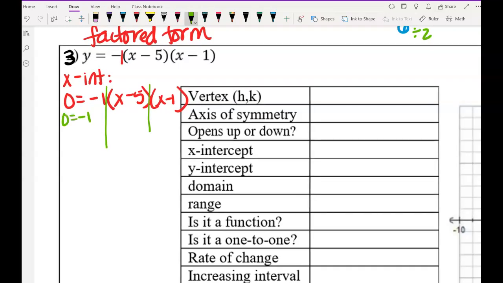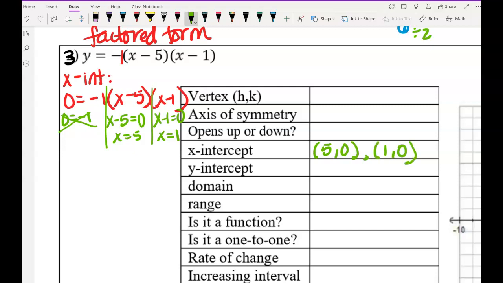0 equals negative 1, not really likely. X minus 5 equals 0, and then x minus 1 equals 0. So that means x is at 5 and at 1. So we have 2 x-intercepts, okay? 5, comma, 0, and then 1, comma, 0.